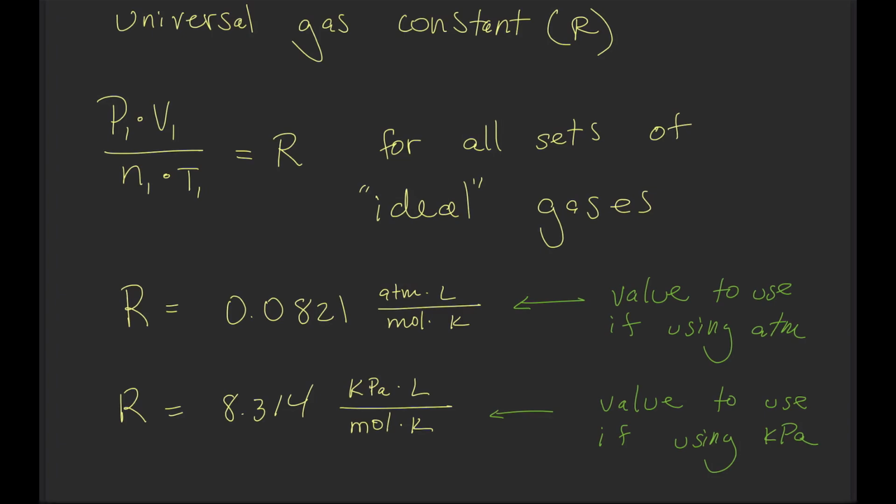And what is the value of R? It depends on what units you're using, but if you're using liters, atmospheres, moles, and Kelvin, the value of R will be 0.0821. And if you're using kilopascals, liters, moles, and Kelvin, your value would be 8.314. So just pay attention to which unit of pressure you're using, and then you can use this idea of R.